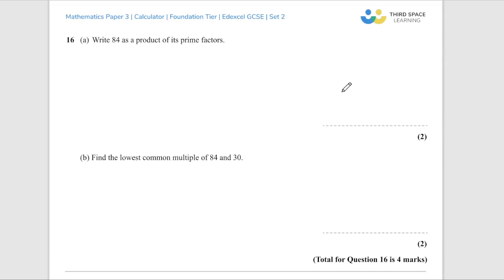Okay, question 16, right? Write 84 as a product of its prime factors. So I'm going to use a factor tree for this. Unless it's particularly easier, I always take out my lowest factors first of all. So that's going to be 2 times 42, which is 2 times 21, which is going to be 3 times 7. So as a product of its prime factors, we're looking at 2 times 2 times 3 times 7, or 2 squared times 3 times 7.